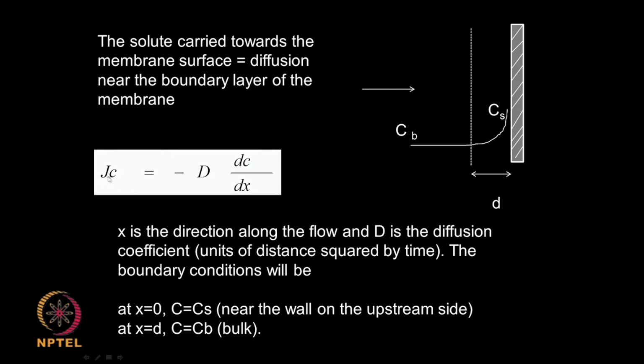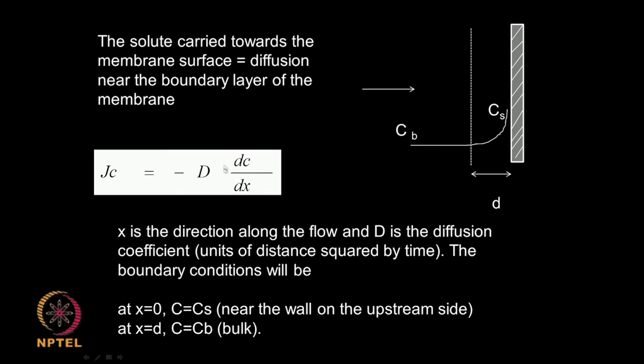So, J is the flux, and the flux is equal to minus D dC by dx. Okay, so x is the direction. At x equal to 0, that means near the wall on the upstream side, the concentration is Cs, and at x equal to d, if we call this the thickness of a stagnant boundary layer here, the concentration is Cb.